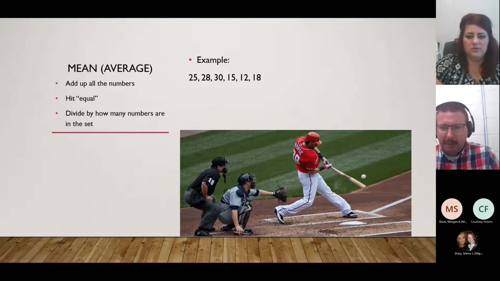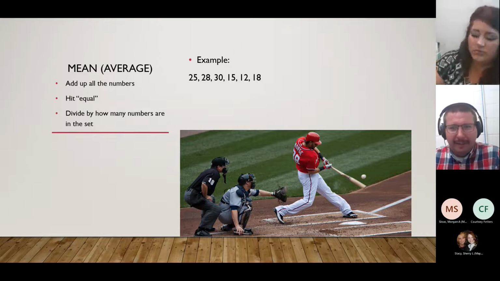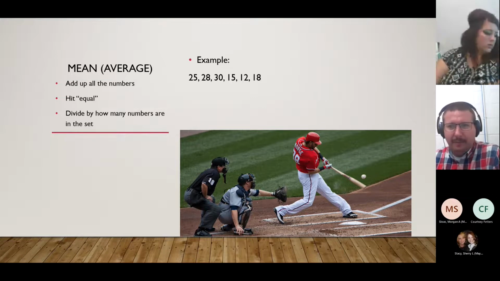Add them all up, hit equal, then tell me what you get. Courtney, have you got anything yet? Christina, you did. Tell me what you got. Did you add them all up? The average. Okay, well, hold on. Don't divide yet. At least tell me what you got.